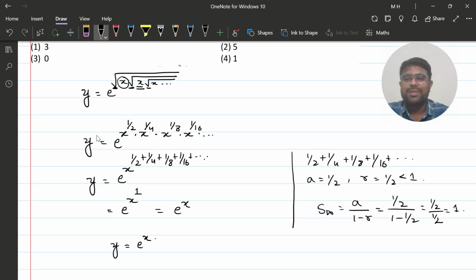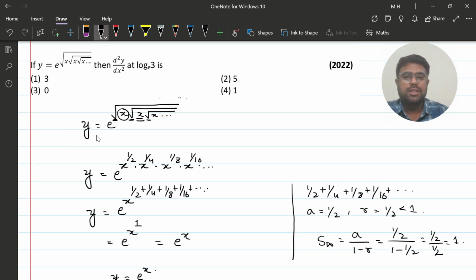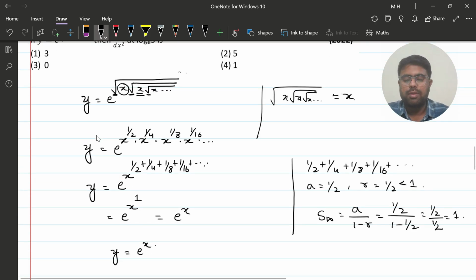Okay, so even though the function looks very difficult or exhaustive, it is nothing but e raised to x only. You can just make a note here that root x, root x, root x, and so on up to infinitely many terms is going to be just x, right? So this is what you have. Fine, so it is y equal to e raised to x.